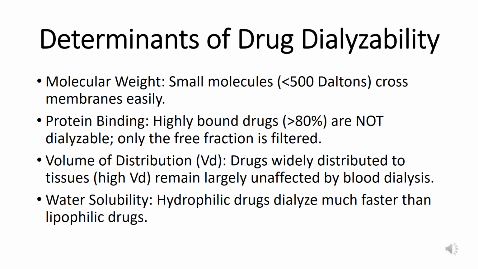When determining whether post-dialysis dosing is needed, clinicians consider all of these properties together. A small, water-soluble drug with low protein binding and a low volume of distribution is highly likely to be dialyzed. A large, highly protein-bound, lipophilic drug with a high volume of distribution is far less likely to be removed. Understanding these principles helps optimize therapy, prevent toxicity, and ensure that patients receiving dialysis continue to receive effective medication treatment.